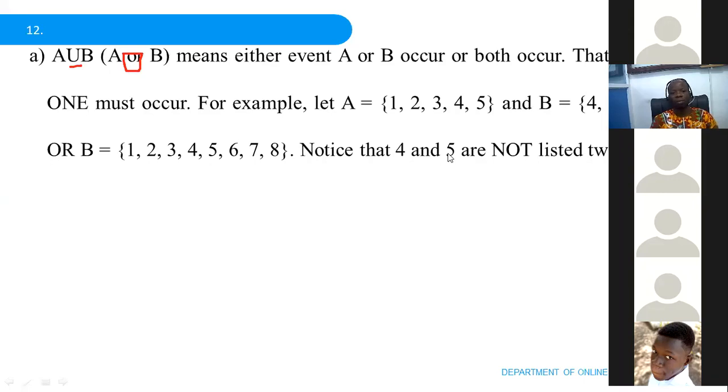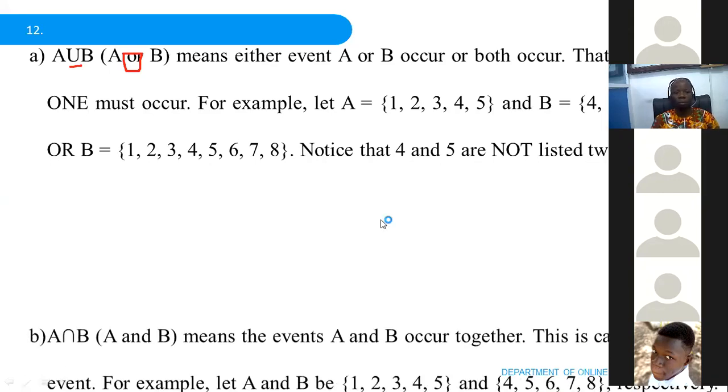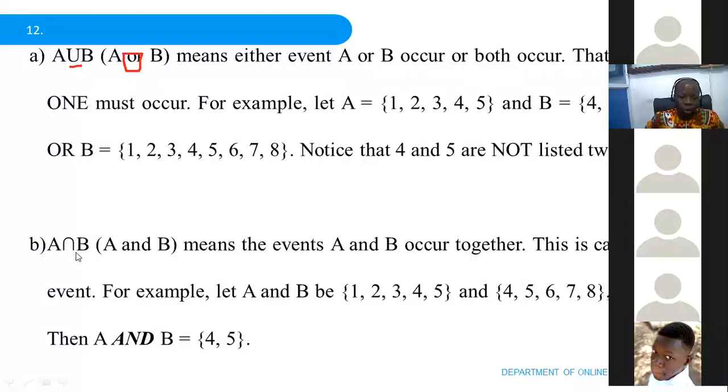That is all. The second one, A intersection B, which is the same as A and B, means the events A and B occur together. So if you have the events A and B occurring together, this is called a joint event. That is, they are coming together. They have something in common. A intersection B, the two events have something in common.